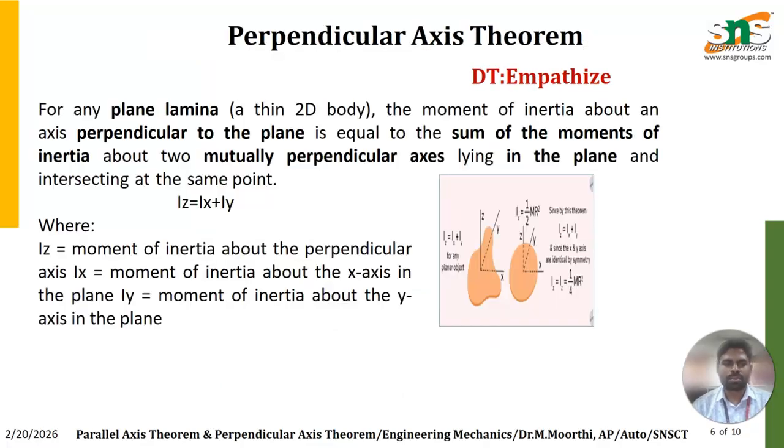Then the next one is the perpendicular axis theorem. By adding the moment of inertia about two mutually perpendicular axes, we can find the moment of inertia about the third axis. For any plane, the moment of inertia about the axis perpendicular to the plane is equal to the sum of the moments of inertia about two mutually perpendicular axes. In the formula, Iz, the moment of inertia about the z axis, is equal to the sum of the moments of inertia about the horizontal axis and the vertical axis.